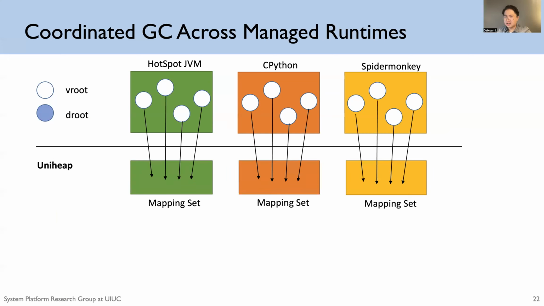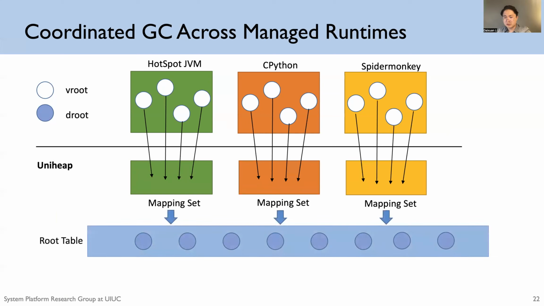After getting the vroots, we conduct reachability analysis for the vroots and find out all the live objects in different runtimes. Then, if an object is not reachable from any of the vroots and also not reachable from any durable root in the root table, which means that it is no longer alive in every runtime and it is also no longer needed to be persistent, it can be reclaimed safely.